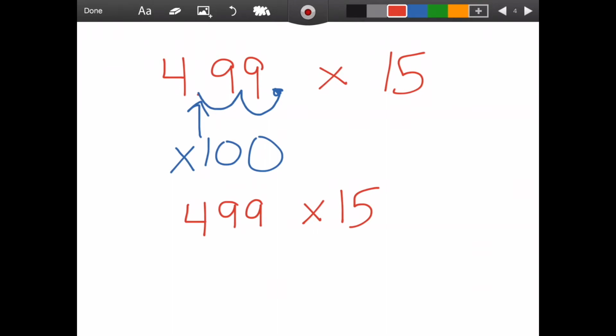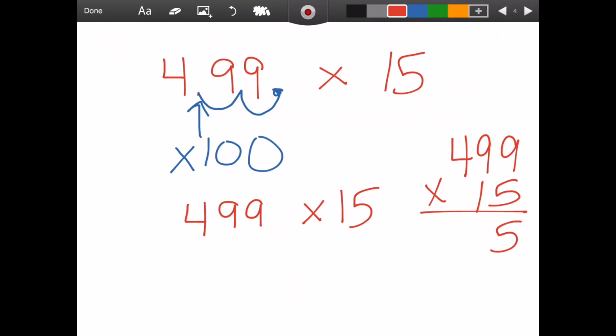So first let's solve it. So 499 times 15, we can solve just like we would normally solve a multiplication problem. 9 times 5 is 45. 9 times 5 is 45, plus 4 is 49. 5 times 4 is 20, plus 4 is 24.